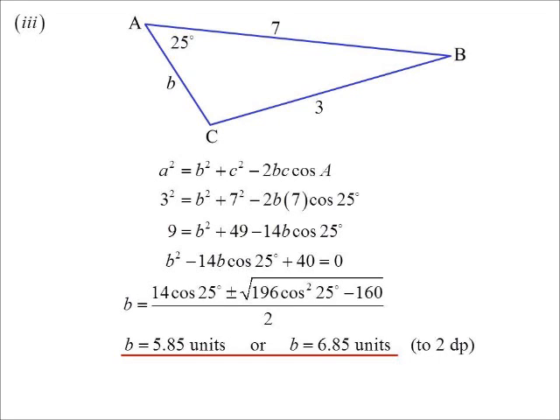Remember, we know things like that the smallest side's opposite the smallest angle, the largest side's opposite the largest angle. I've got b, whether I take 5.85 or whether I take 6.85, is going to be the middle side. So there's no way of knowing. Without more information, there's no way of knowing. So there's actually two possibilities for this particular triangle.